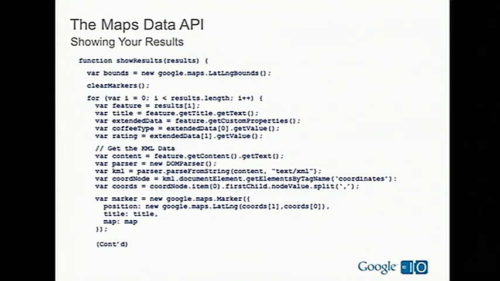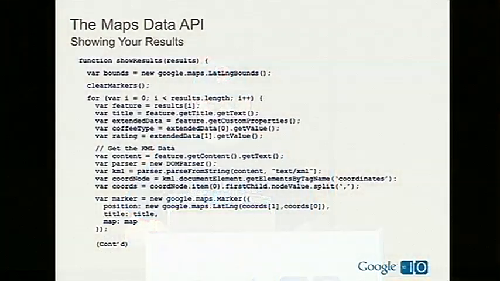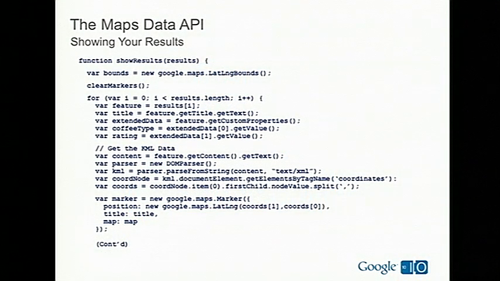And then I'm going to iterate over those features. For each feature, I'm going to pull out the title. I'm going to get the custom properties and pull out the coffee type and the rating. And then I'm going to get the KML, which in this case is done with get content, get text. And I'm actually going to parse over the KML here, which is a bit of a challenge in JavaScript. But bear with me, I have some surprises for you at the end. Then I'm going to extract the coordinates. Now note here that I actually have to extract and construct the lat long with reverse coordinates, and that's because KML passes longitude comma latitude. The Maps API does the reverse.